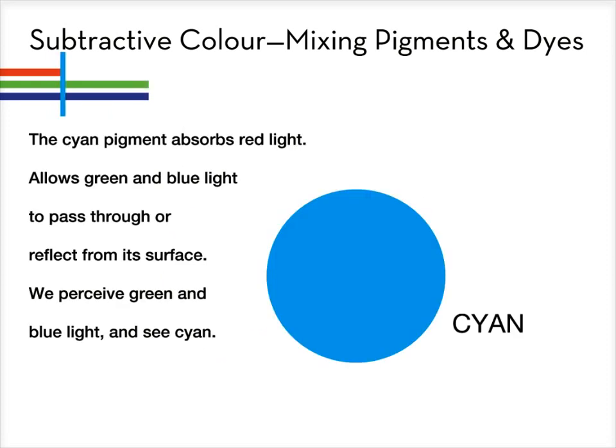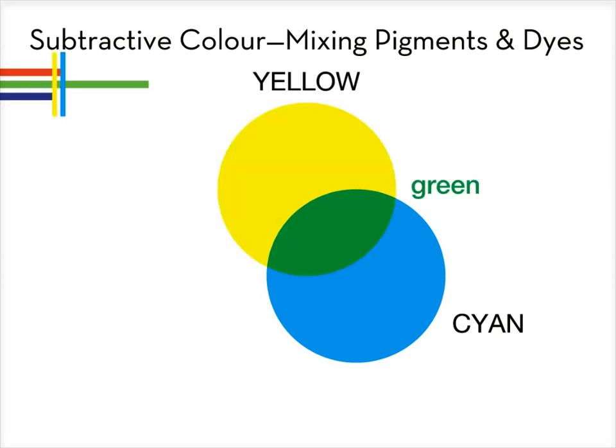The cyan pigment absorbs red light, allows green and blue light to pass through or reflect from its surface. We perceive green and blue light and see cyan. Yellow ink absorbs the blue light. Cyan ink absorbs the red light. Thus only green light remains. Green is a subtractive secondary color achieved by mixing 2 primaries.